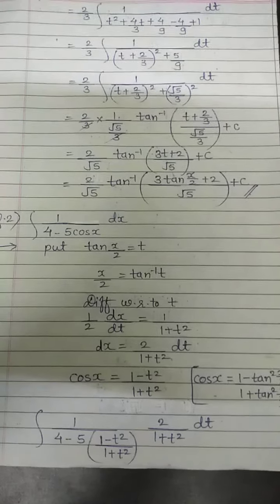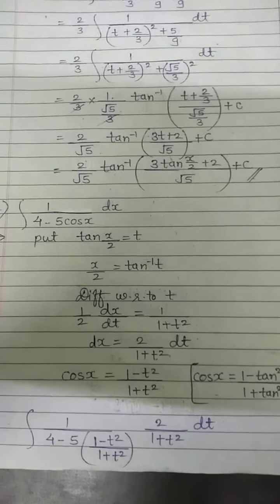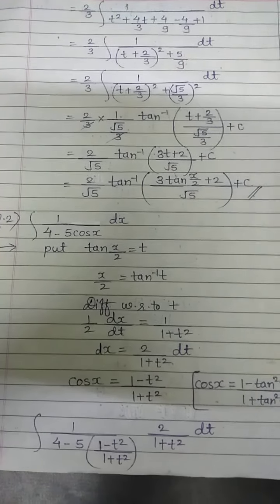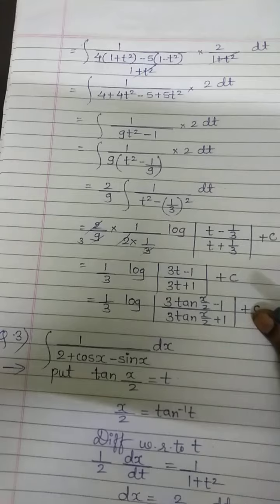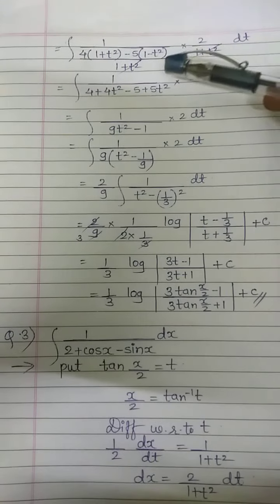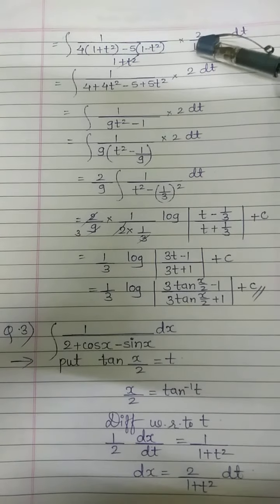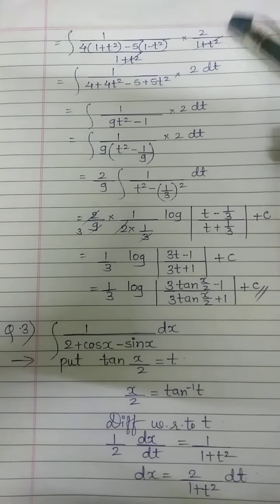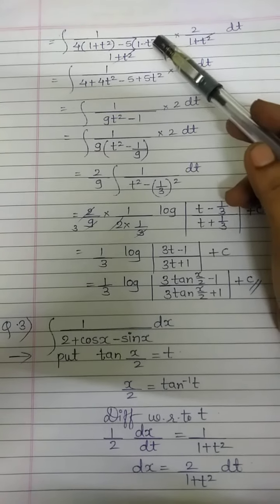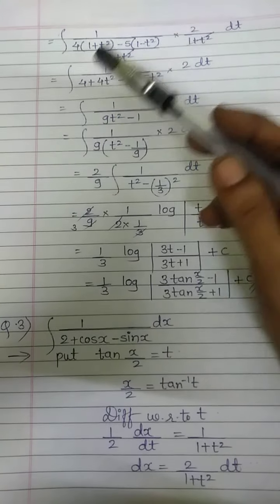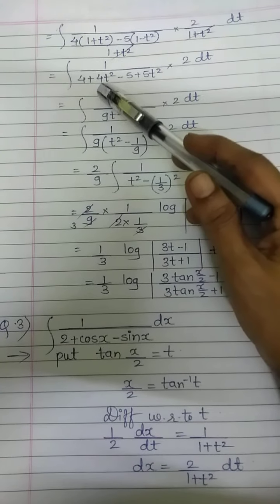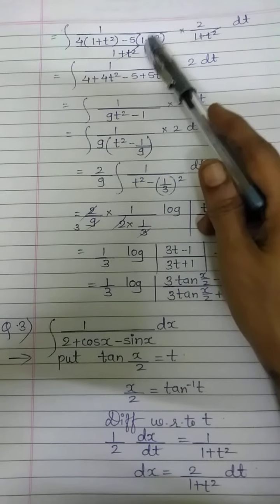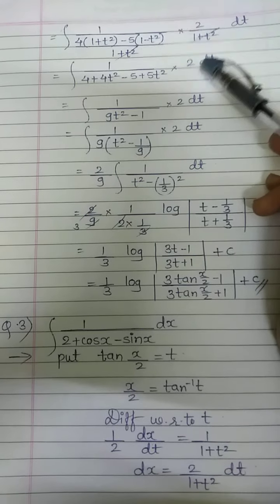Now here we will do the cross multiplication. So 4 into 1 plus t square minus 5 into 1 minus t square upon 1 plus t square into 2 upon 1 plus t square dt. Now this denominator term 1 plus t square will get cancelled, and when we open the bracket, the term will be 4 plus 4t square minus 5 plus 5t square. This minus will become plus, into 2 dt.